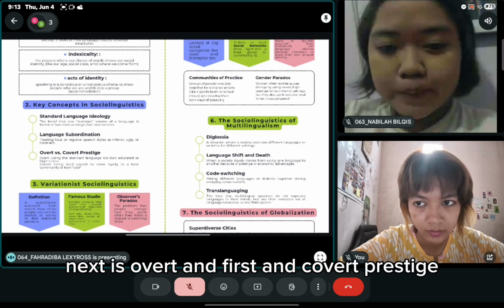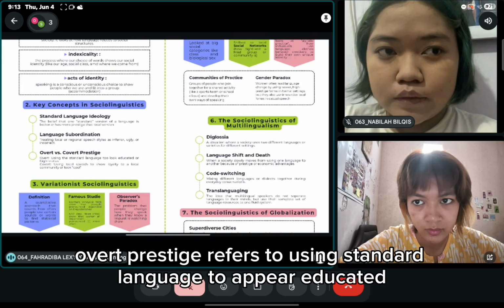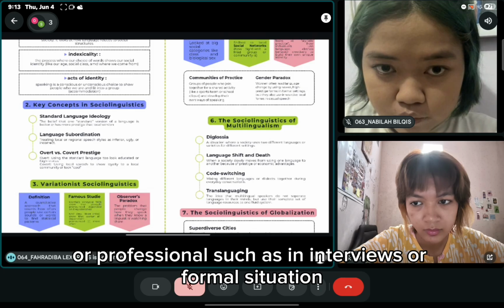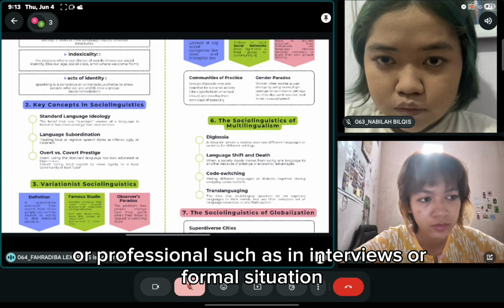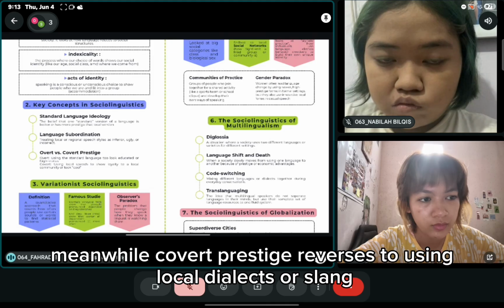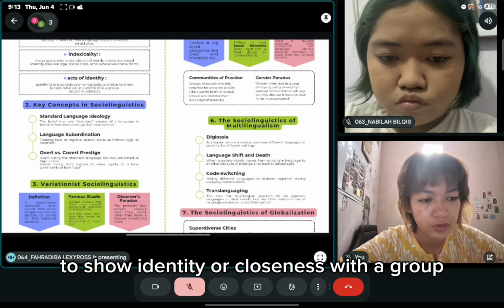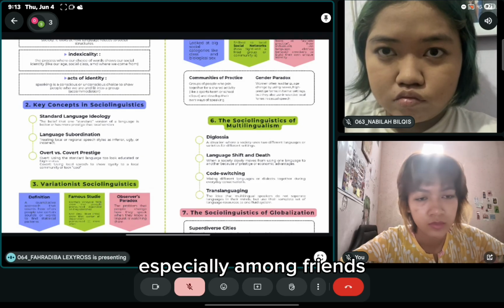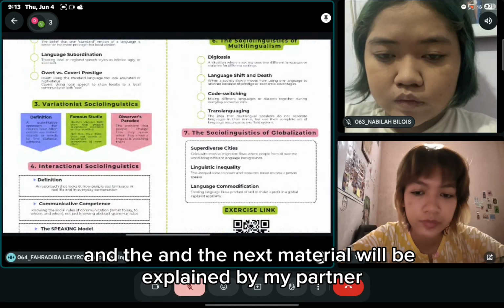Next is overt and covert prestige. Overt prestige refers to using standard language to appear educated or professional, such as in interviews or formal situations. Meanwhile, covert prestige refers to using local dialects or slang to show identity or closeness with a group, especially among friends. And the next material will be explained by my partner.